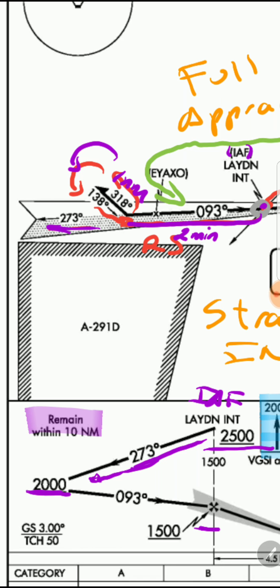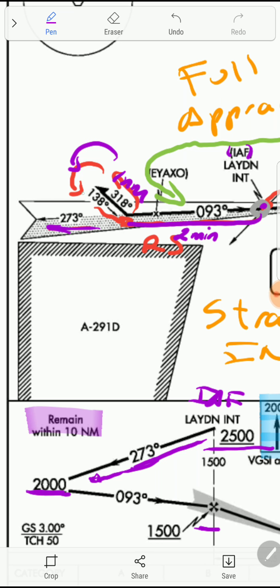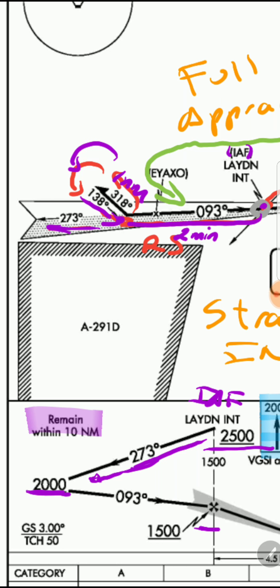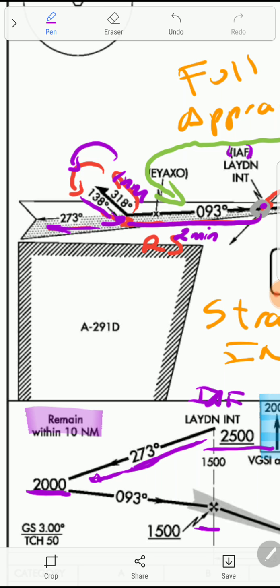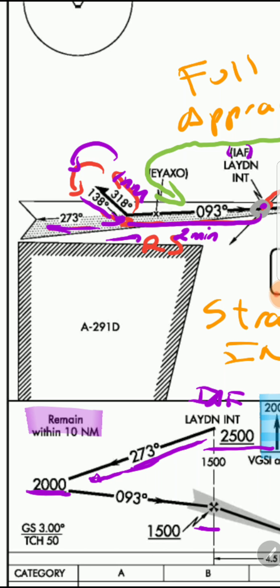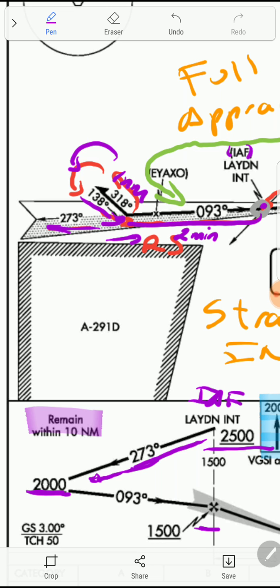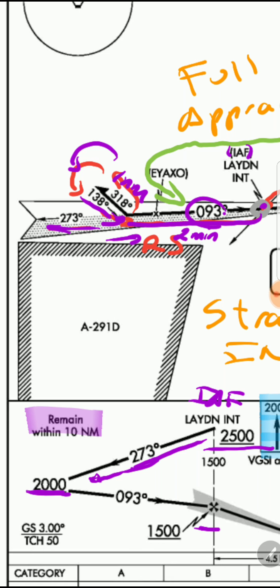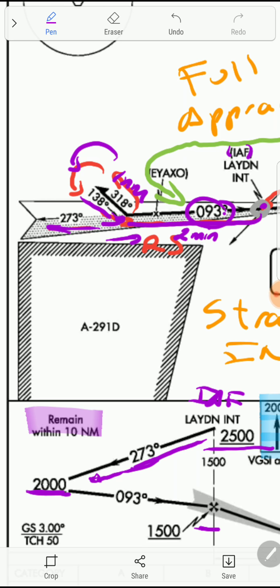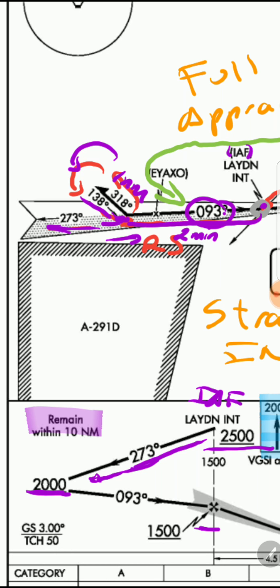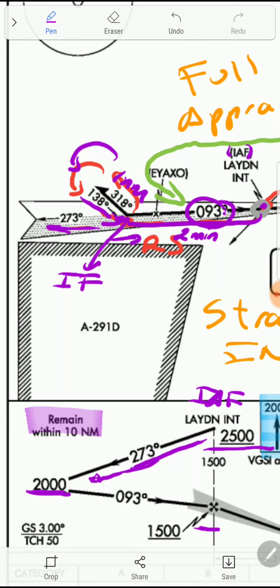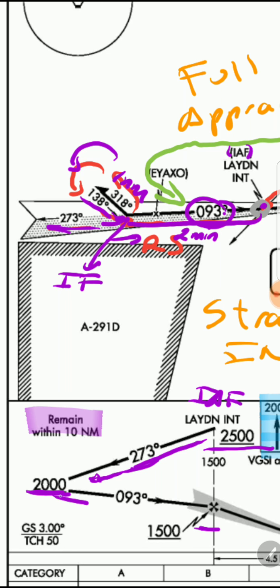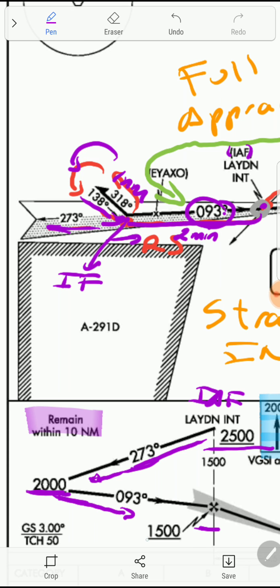So I'm going to keep 2,000 feet until the point I re-intersect my localizer, but this time it's going to be to the station. Now I'm going to be on the 093 course. The point of intersection, which is going to be pretty much my intermediate fix on this approach, I can start descending from 2000 down to 1500 feet.